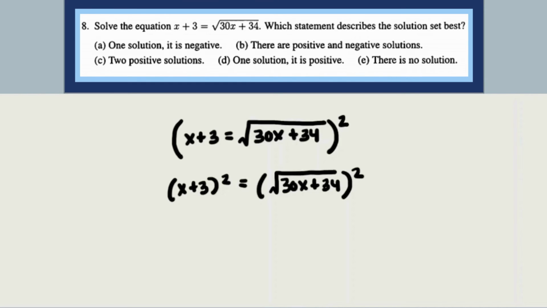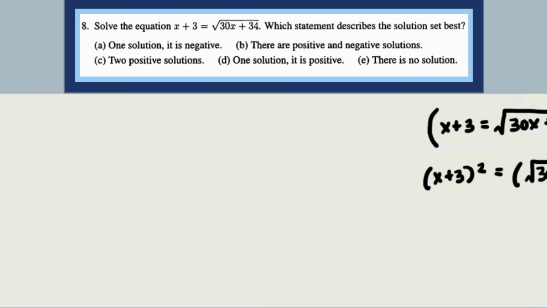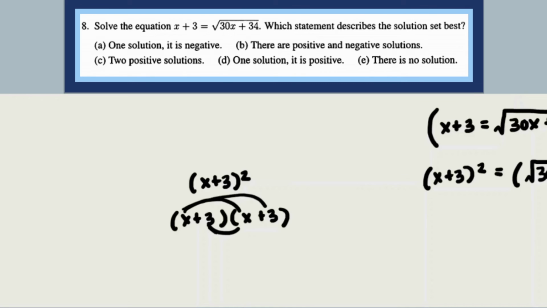I'm actually going to expand that by foiling. So remember, if we were to foil this, x plus 3 squared, we can rewrite that as x plus 3 times x plus 3. And remember, FOIL is going to be first, outside, inside, and last. So x times x is going to be x squared. x times 3 is going to be plus 3x. 3 times x is going to be plus 3x. And then 3 times 3 is going to be plus 9. And when we simplify that, that'll be x squared, and 3x plus 3x is 6x, and then plus 9.